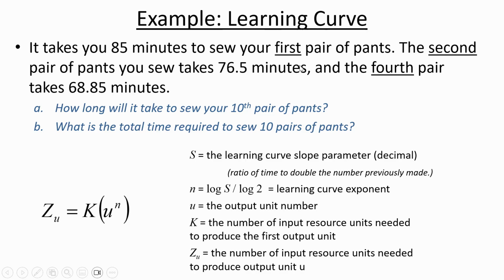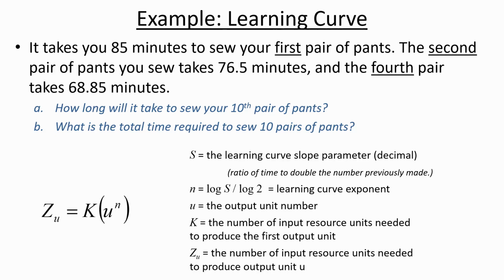We also have data from the second to the fourth, and so that gives us a good opportunity to check the S value, because you know, the data is not always going to be perfectly smooth. It will in this example, but in the real world, if you had multiple data points, you could calculate the S associated with all of the data points you have and then average it. But in this case, going from the second to the fourth, then the ratio is 68.85 versus 76.5. And so once again, it's 0.90.